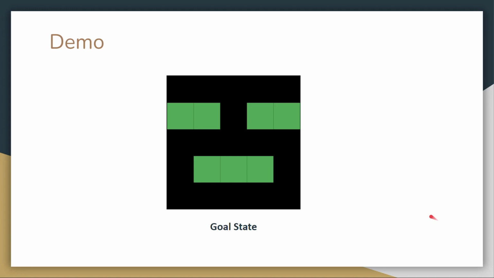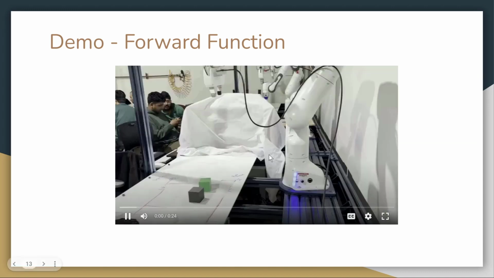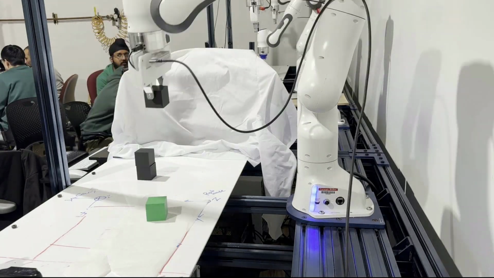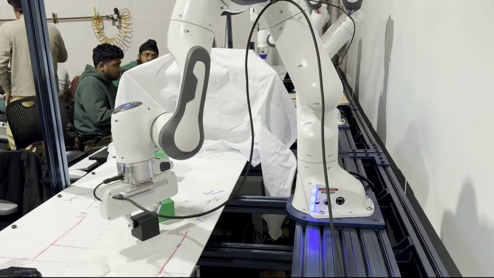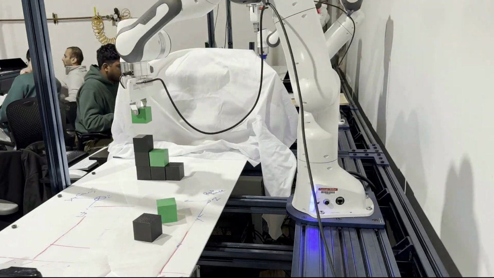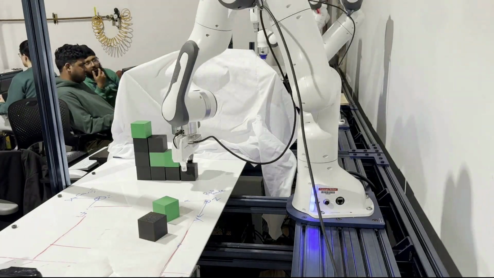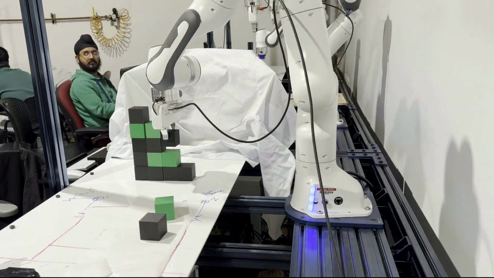So here comes our demo. The goal state of our demo is this, and here's our forward function. As you can see, it is gradually building the art using pick and place.